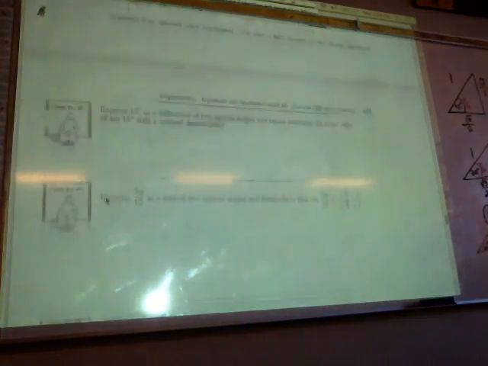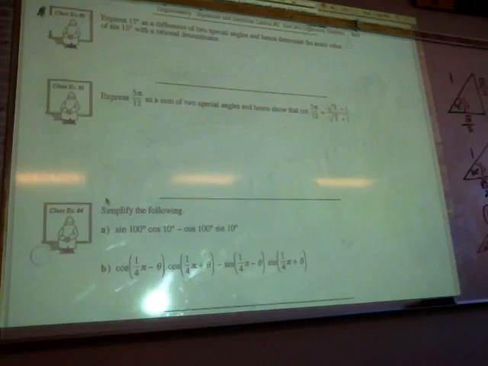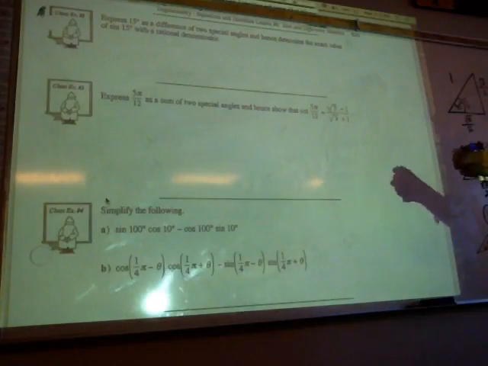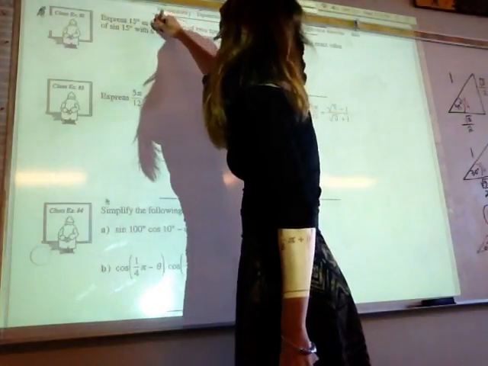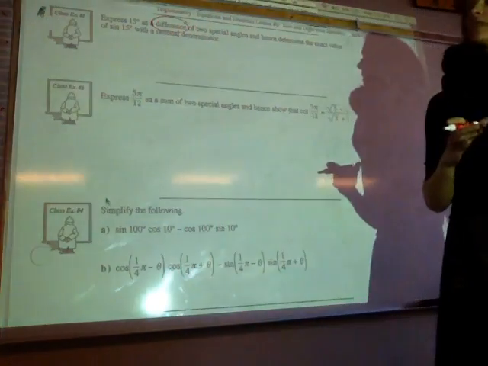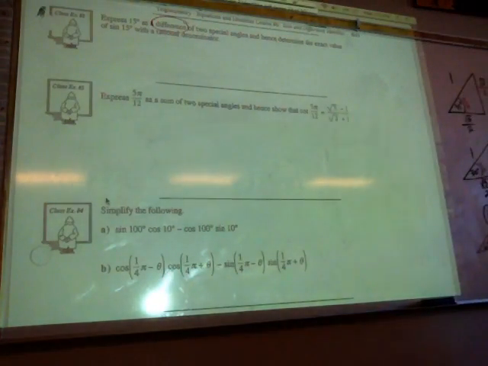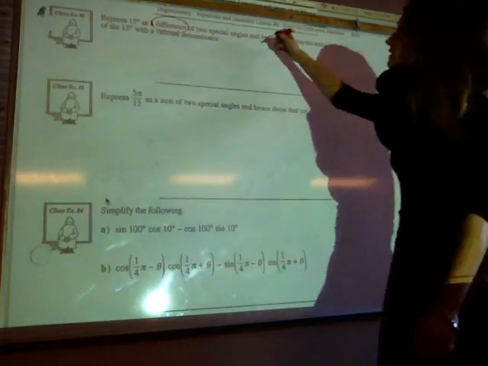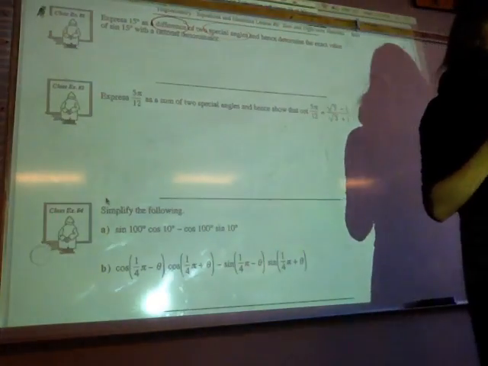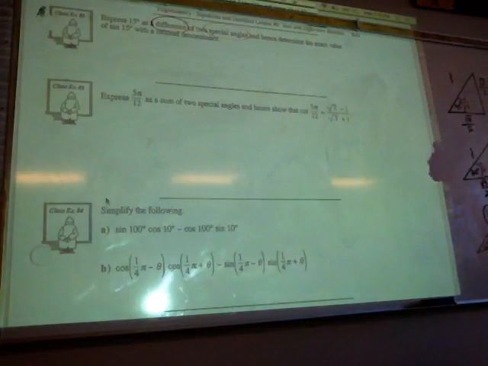Alright, so some questions that you're going to see with the sum and difference identities would be like these. Express 15 degrees as a difference of two special angles, and hence determine the exact value of sine 15 degrees with a rational denominator. As a difference of two special angles, first of all, if you think of difference, you want to clue in, I'm going to need my difference identities. And special angles is a hint to think about special triangles. Lastly, we just need to figure out what the value of sine 15 is.